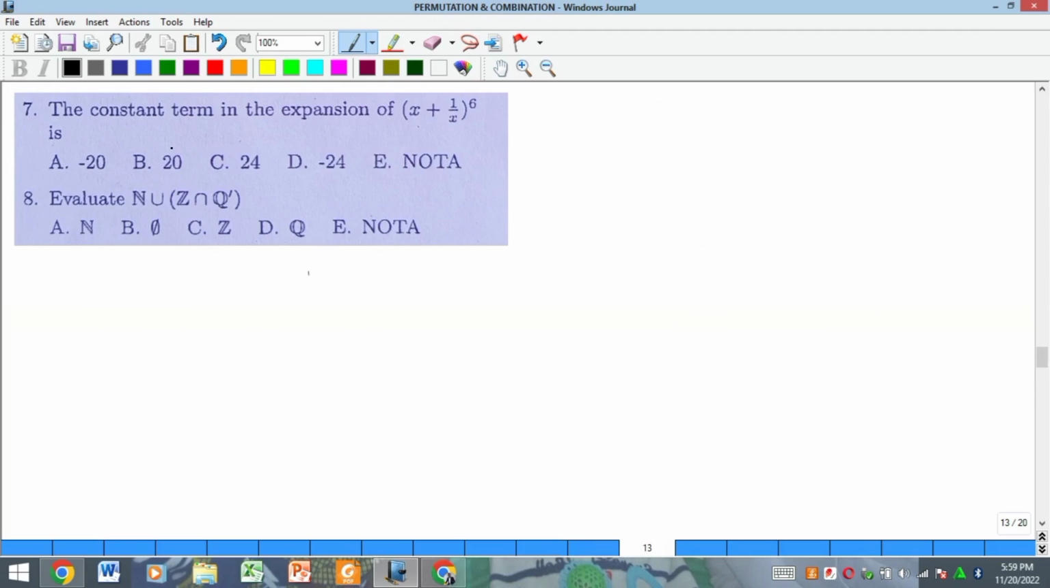Number 7 says, this is from binomial theorem. It says that we should find the constant term in this expansion. So that means you should expand this. And you remember how we do expansion? We either use the combination approach or the Pascal's triangle. And if we use the Pascal's triangle, it helps us to get the coefficients.